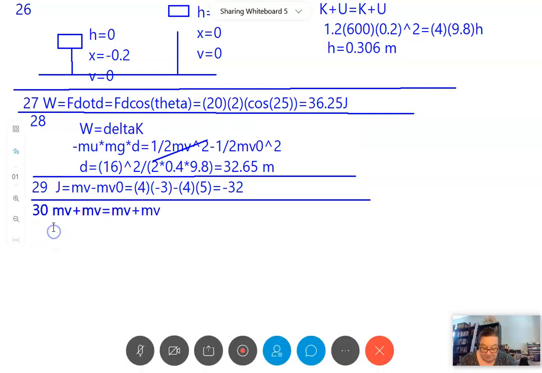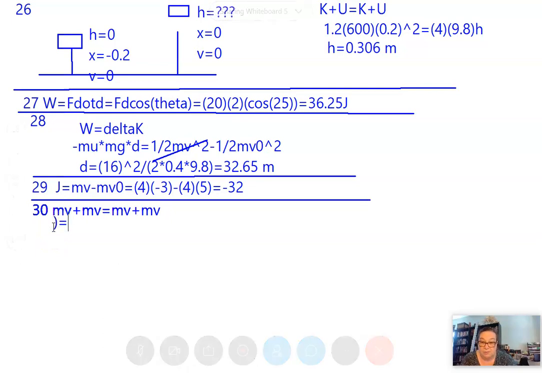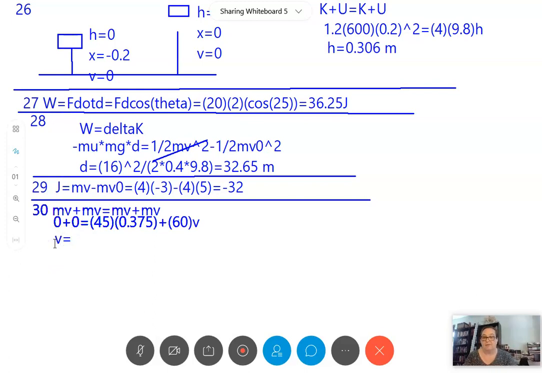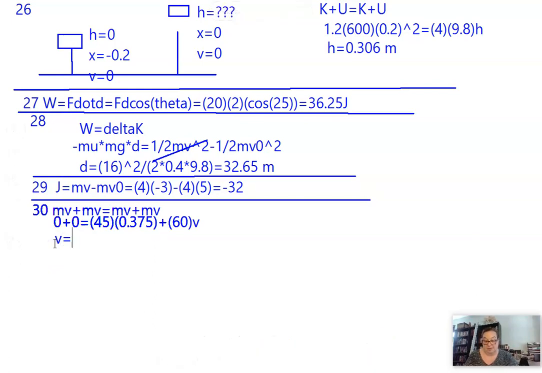So in this case, both of them start out by not moving. But at the end, we have the 45-kilogram skater going at a speed of 0.375, and we have the 60-kilogram skater going at an unknown speed v. So now we should be able to solve for that velocity. 45 times 0.375 divided by 60 gives us negative 0.2813 meters per second. So the speed there is just 0.281, and that is answer B.